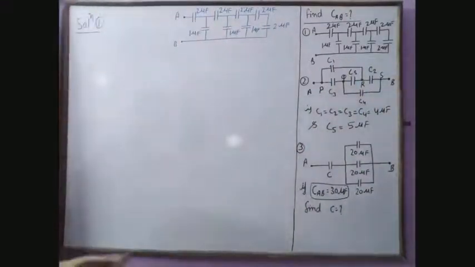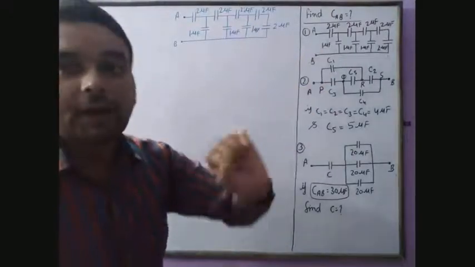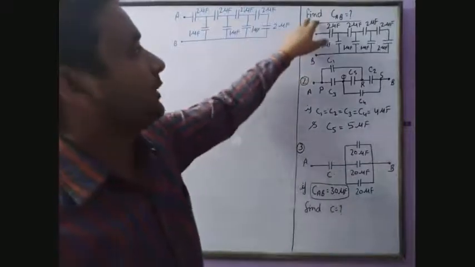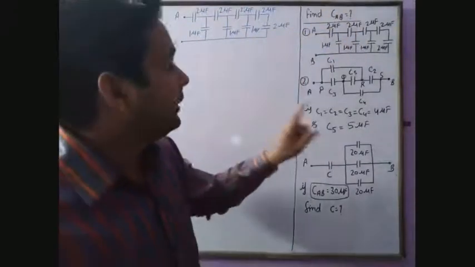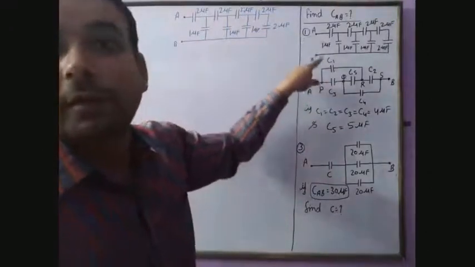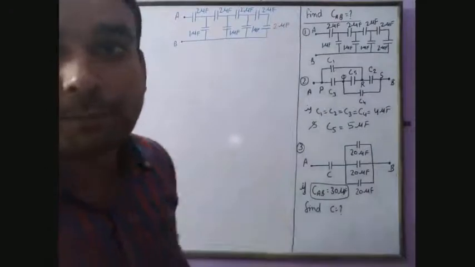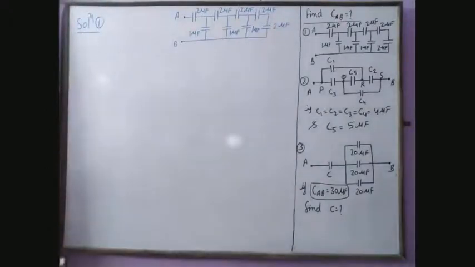So first we have question number 1, and here the question is to find CAB, that is, we need to calculate the equivalent capacitance between point A and B. Okay, now we will start from the first numerical.